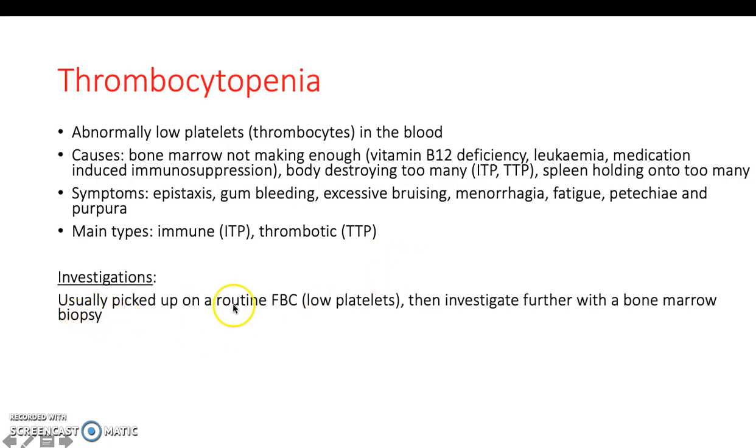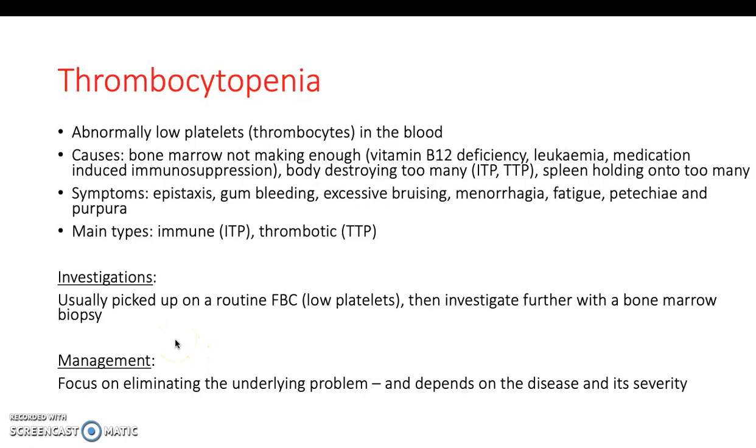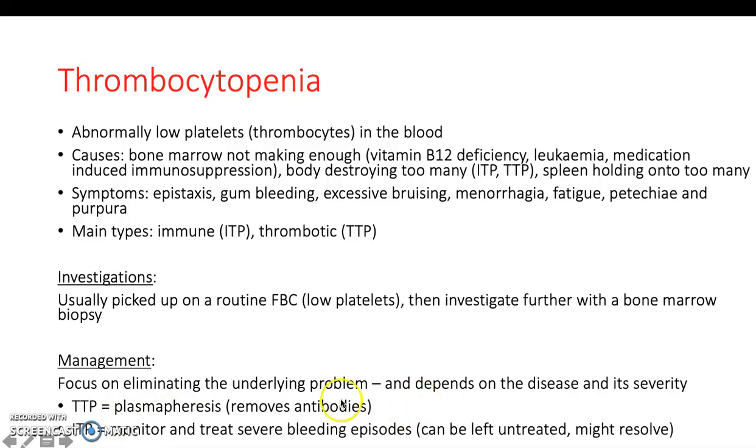Investigations are usually picked up on a routine full blood count, and investigating further would include a bone marrow biopsy and reviewing medication. For management, you want to eliminate the underlying problem, for example if it is medication, and it also depends on the severity of the disease. TTP is treated with plasmapheresis, where you remove the antibodies, and ITP can be left untreated and may resolve, but you want to monitor it and treat severe bleeding episodes.